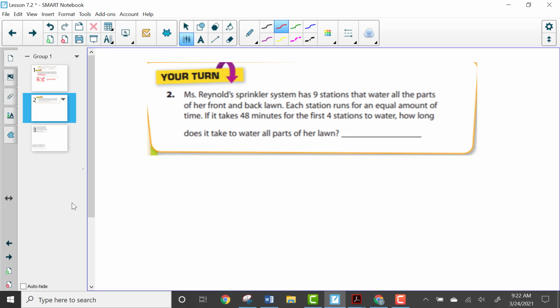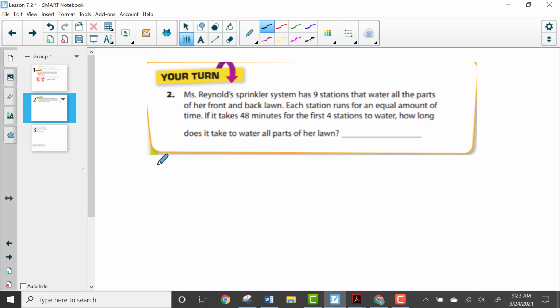Take a look at another one. This one you can see is on the bottom of page 180. It says Miss Reynolds' sprinkler system has 9 stations that water all the parts of her front and back lawn. Each station runs for an equal amount of time. If it takes 48 minutes for the first 4 stations to water, how long does it take to water all parts of her lawn? So what we're going to do, we're going to set up our ratios.